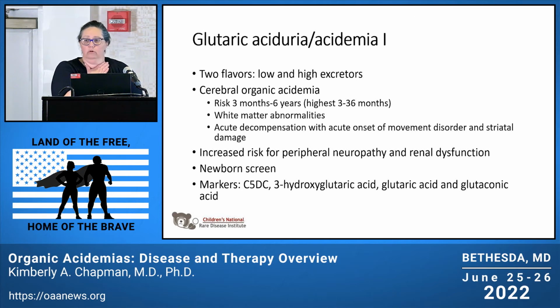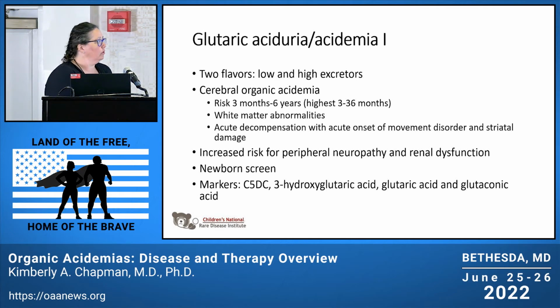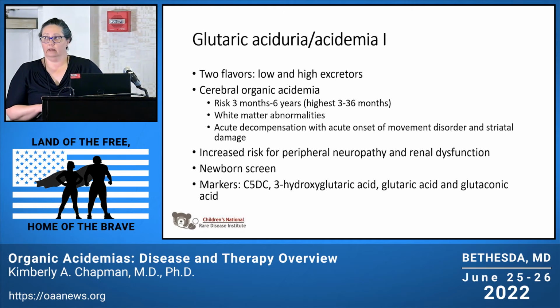GA1. I'm going to take a second to do this. There's 2 flavors of GA1, so it makes it incredibly hard when you get a newborn screen. There's the low excretors and the high excretors. This is a cerebral organic acid, or so we thought. There is a risk at 3 months to 6 years of developing sudden and chronic white matter abnormalities and acute decompensation with acute onset of movement disorder and striatal damage. This is scary as can be, and children react differently even with the same thing.